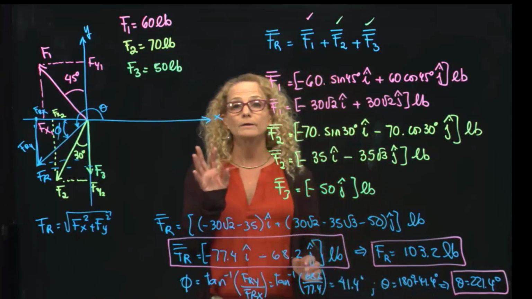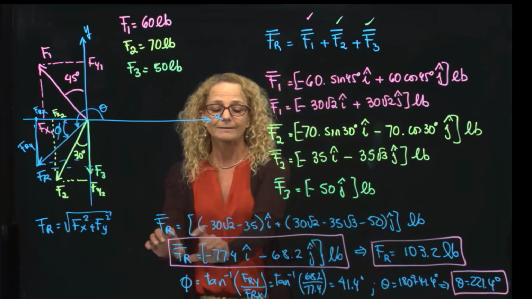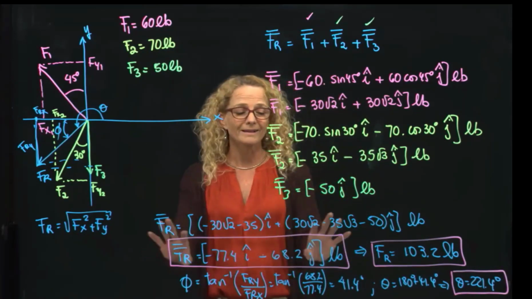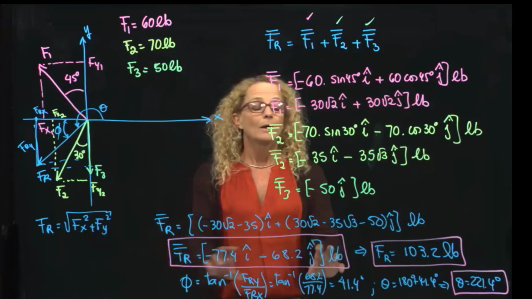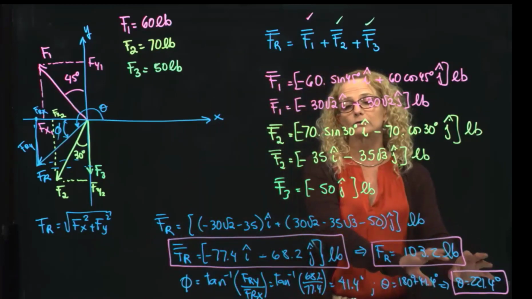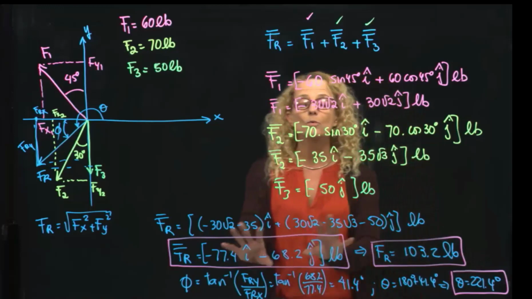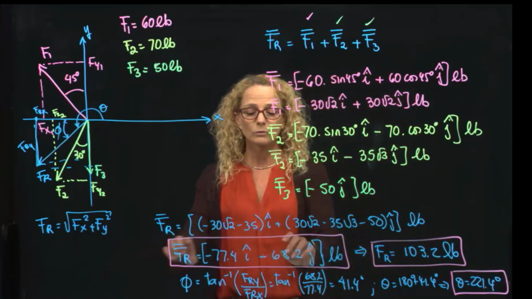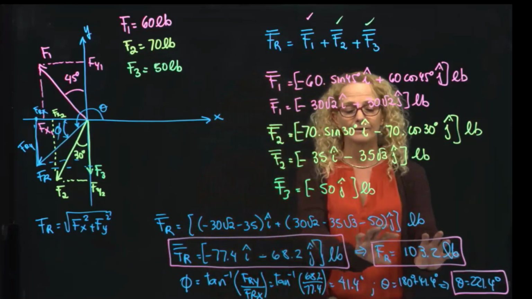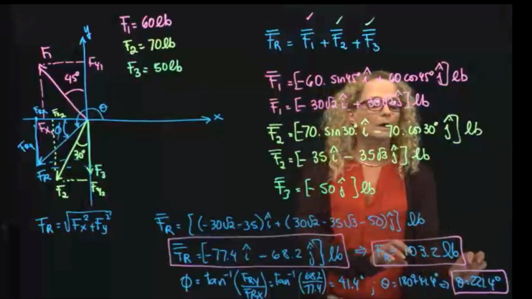So there are two ways to report the value. As a vector with the two components, and this is a correct answer. Or with magnitude and direction, that is also a correct answer. So it's two ways. So this is a vector with two components, and this is a scalar magnitude with the direction.